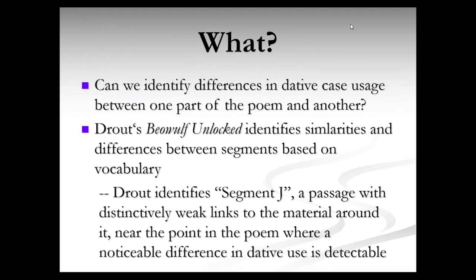So yes, Beowulf Unlocked identifies similarities and differences between segments based on vocabulary, and it just seemed to me interesting that the potential might be there to do the same with grammar. And in Beowulf Unlocked, Drout identifies segment J, as he designates it, a passage that has distinctively weak links to the material around it. And the thing that was really interesting to me was that was right near the point in the poem where I was starting to notice a difference in the dative use.